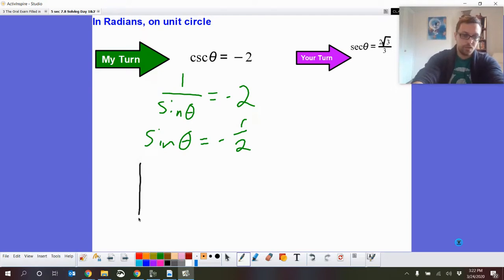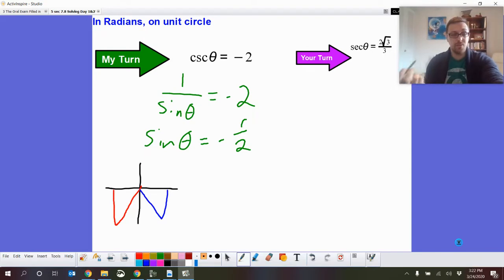So I need the 2 quadrants where sine is negative. Sine is negative down here. Sine is also negative down there. So my reference angle for sine being 1/2, sine counts up, so it's the smallest one. So it's pi over 6. Then I just need the pi over 6 in the red quadrant and the blue quadrant.